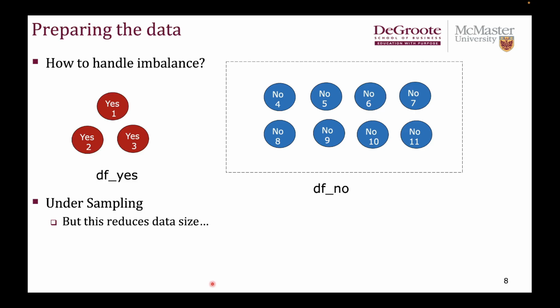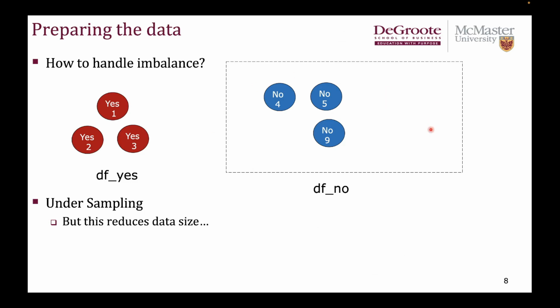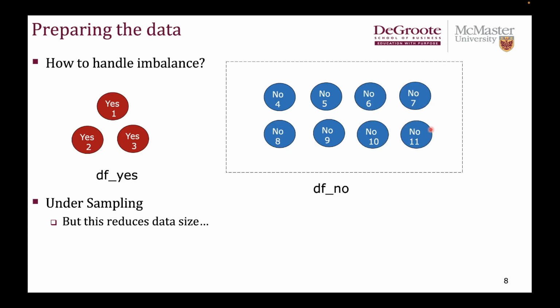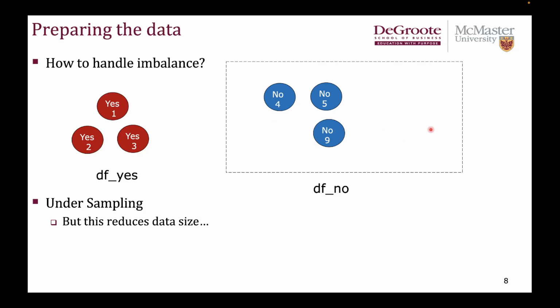So very simplistically, how about focusing on the no's? If you have too many of them, just randomly throw away some of them. There were 8 no's, but let's randomly throw away 5 of them. So now I'm left with 3 no's, and this is called undersampling. Then I throw away some of the no's, and it leads to a balanced data set if you combine the red balls and blue balls, right? Because now each color will have exactly 3 records.